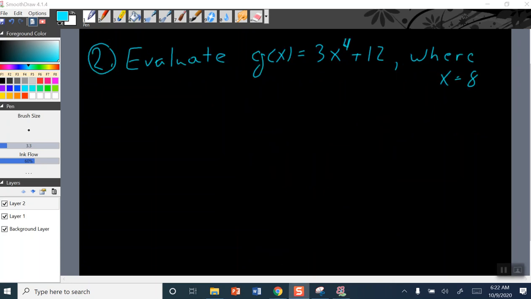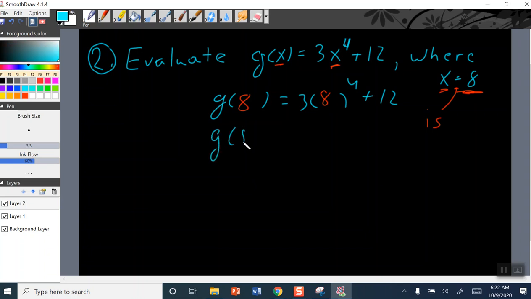Okay, in example 2, we want to evaluate g of x equals 3x to the 4th plus 12, where x equals 8. So notice here are all the places where I see my x, and I know that x equals 8. And by the way, I'm going to start using this word for instead of x equals 8, we can say that x is 8. Okay, so I write g of parentheses is equal to 3 parentheses to the power 4 plus 12. Now from here, I know that my x value is 8. Okay, so let's go ahead and start working through that.